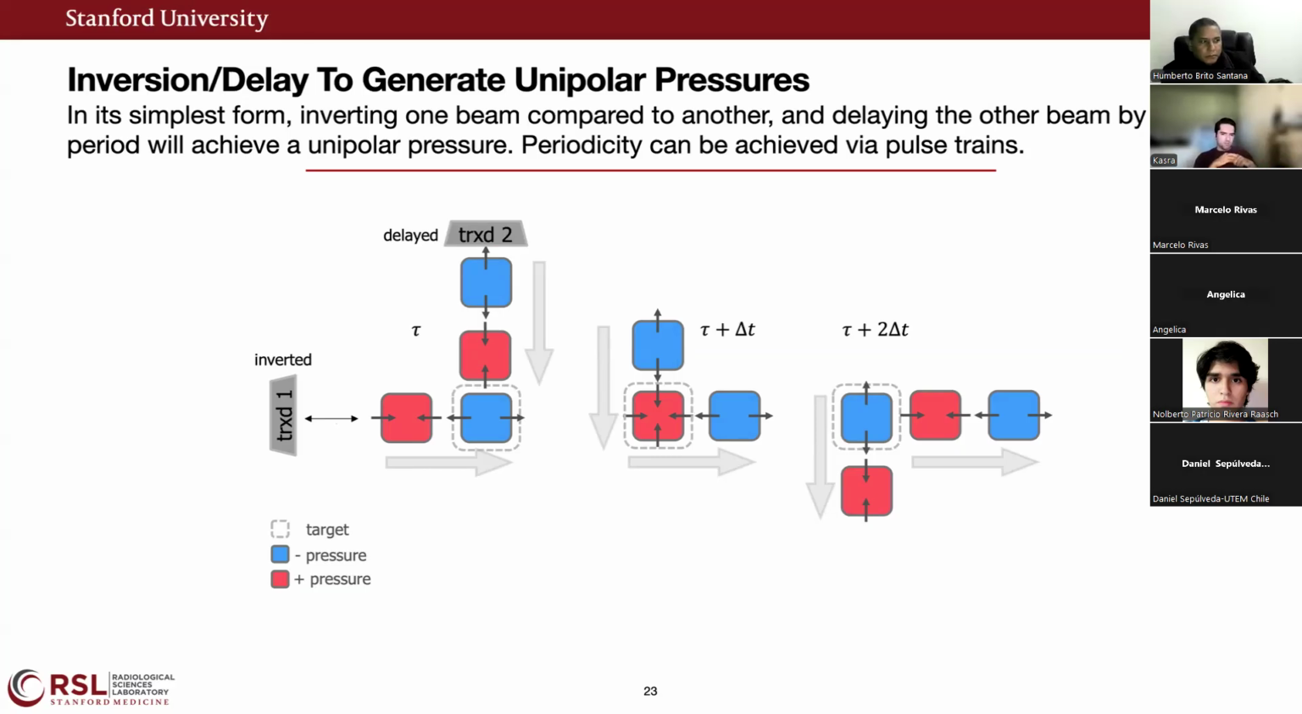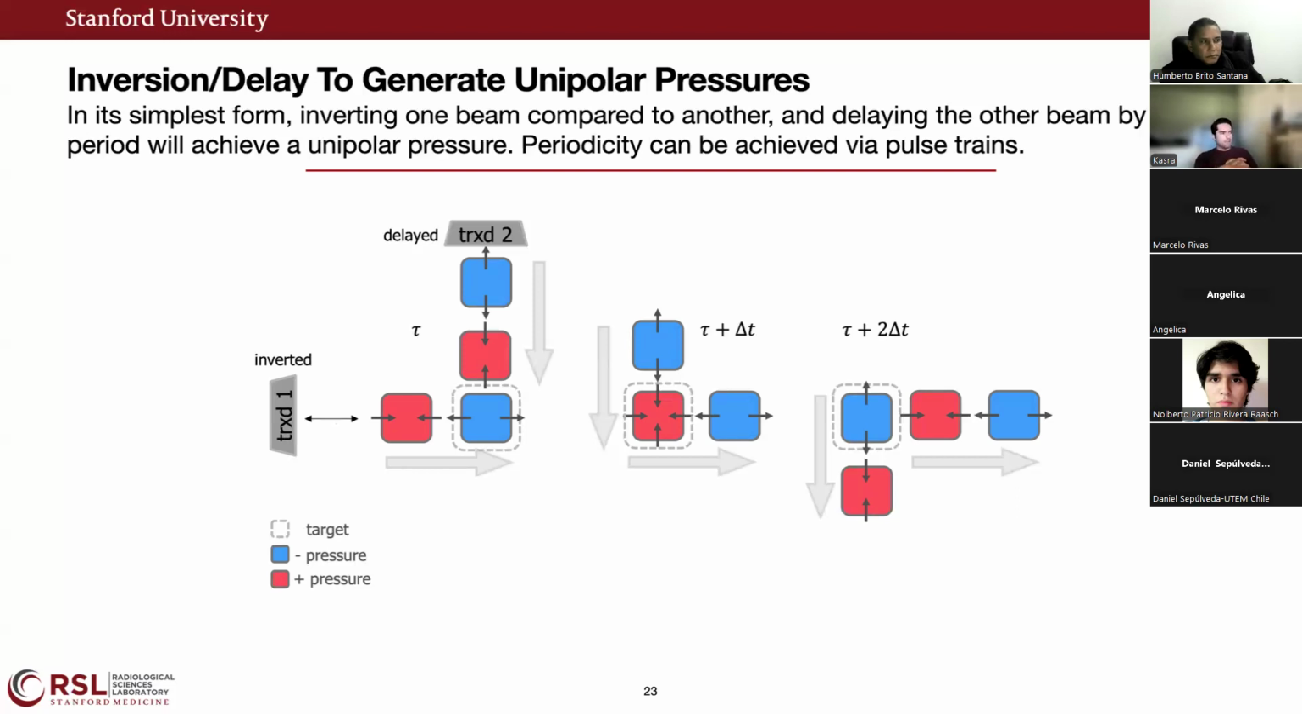What you have to do is to generate single cycle pulses, make sure that the pulse from transducer 1 is inverted with respect to transducer 2. What I mean by that is if the pulse from transducer 1 is positive negative, make sure that the pulse coming out of transducer 2 is negative positive. They are flips of one another. And then delay the pulse from, let's say, transducer 2 by half a period.